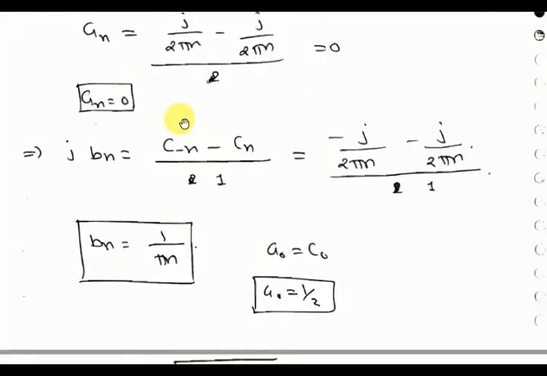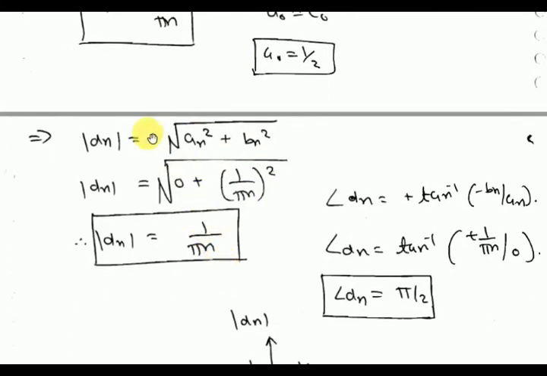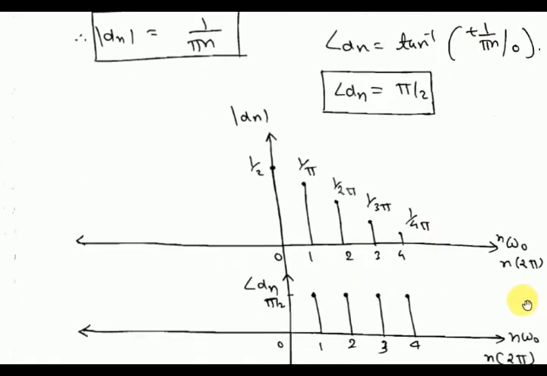We can find bn also. So j bn, their formula was wrong, sorry, I forgot to tell you that j bn equals c minus n minus cn. So you can find bn from that. If you want to plot the trigonometric Fourier series, you have to derive the polar form. So you know the polar form coefficient, mod dn equals under root an square plus bn square, and angle of dn equals tan inverse of minus bn by an. You will find it like this.